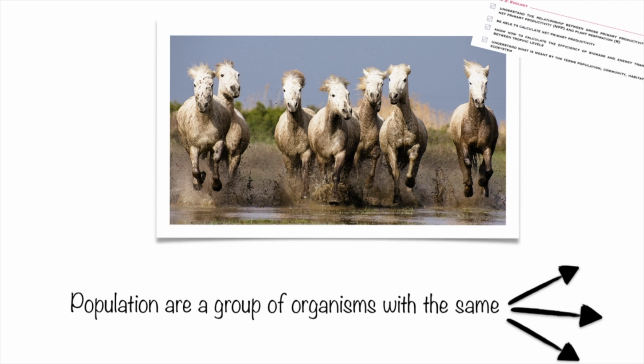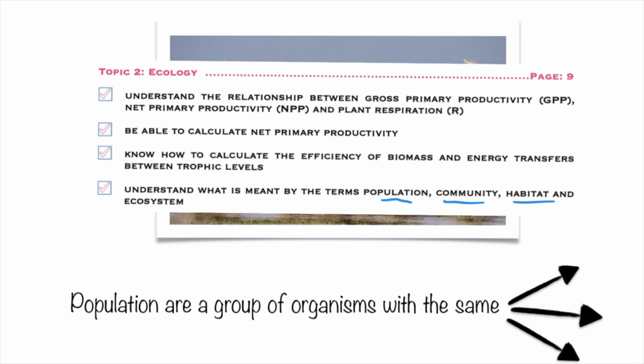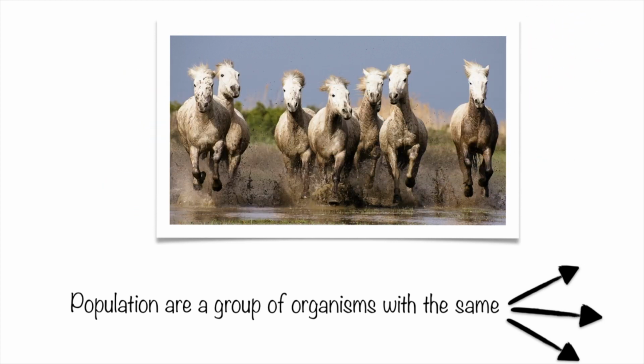We're going to go back to the syllabus just to check how far we are here. Now, look where we've reached. We've reached the last part of this topic, ecology. So right now we're going to be talking about the ecological terms like population, community, habitat, and ecosystem. So let's start with the population. What's a population? Now, take a look at those horses.